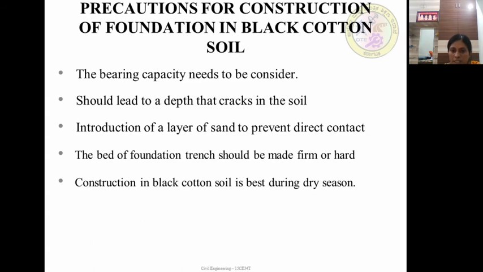The bearing capacity needs to be considered, and the foundation should go to a depth beyond the cracks in the soil, with the introduction of a layer of sand to prevent direct contact. The bed of the foundation trench should be made firm or hard. Construction in black cotton soil is best done during dry seasons.